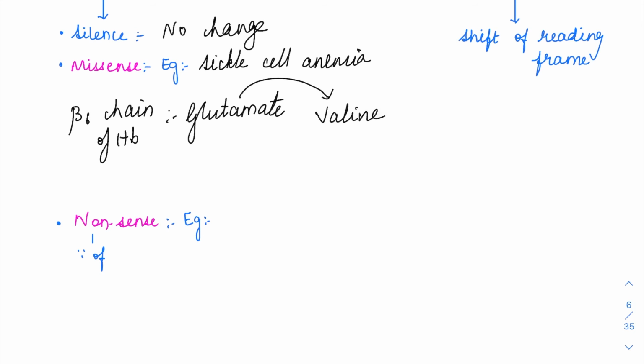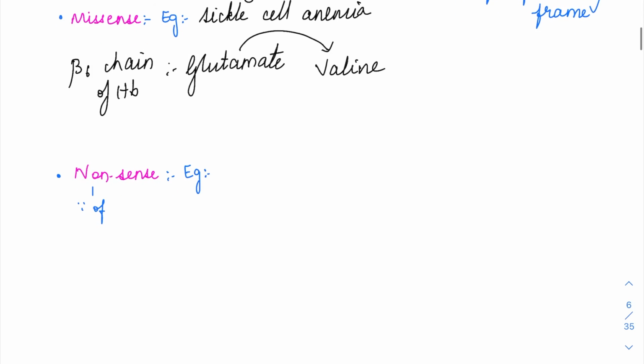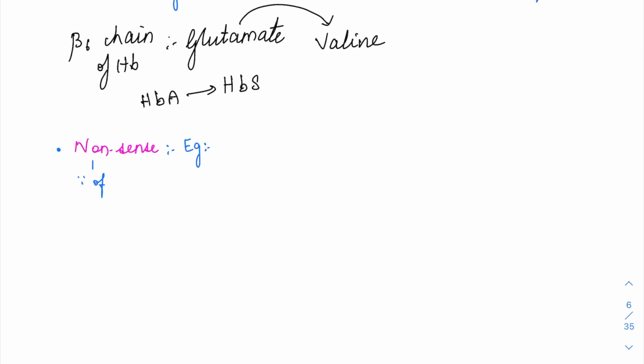So when valine has replaced glutamate, it has resulted in the formation of HbS. So HbA has become HbS, hemoglobin A has become hemoglobin S. So it is a significant change. Because of this HbS, there are going to be a lot of problems for the patient. Sickling is going to happen, and as such, the properties of HbA and HbS are completely different. So this is an example of a missense mutation.